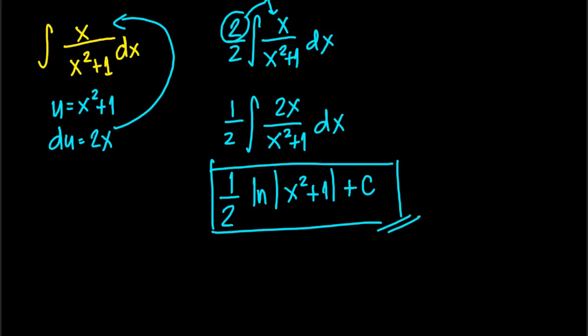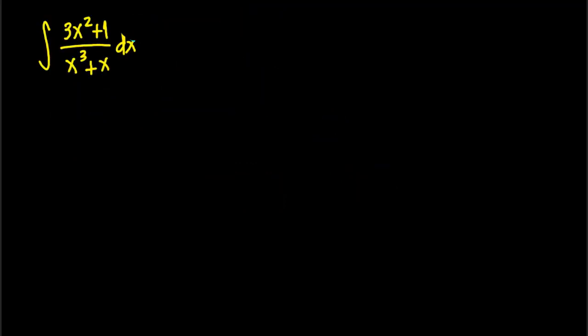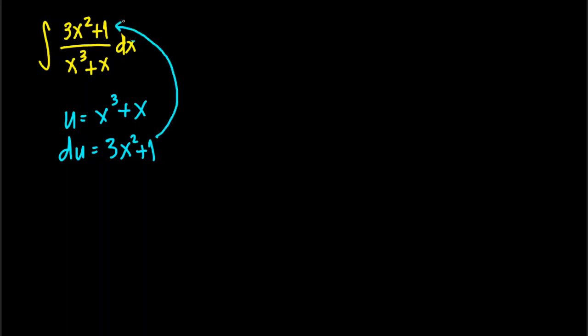Okay? And another one for this set of rules. You have 3x squared plus 1 over x cubed plus x. So, u is x cubed plus x. So, ang gina-expect nga du is 3x squared plus 1. Ang atong na du, same sa numerator naton. So, no problem na ta. Ang atong sining integral is ln x cubed plus x plus c.